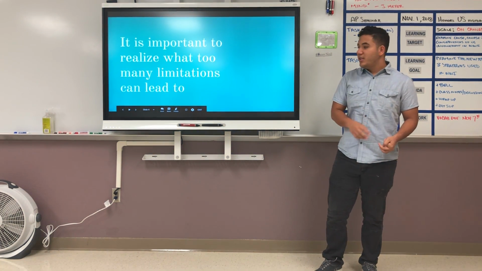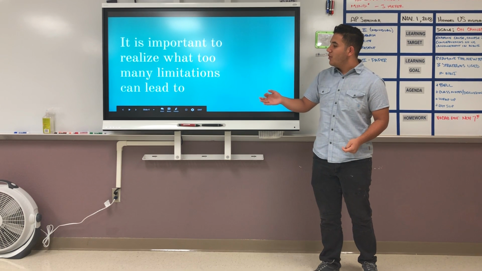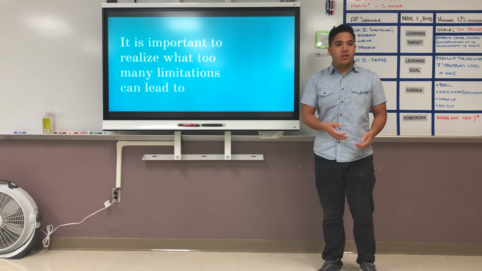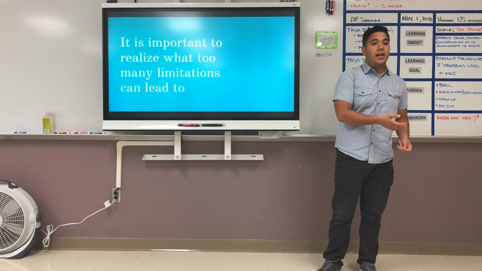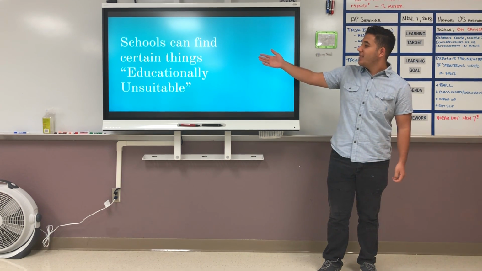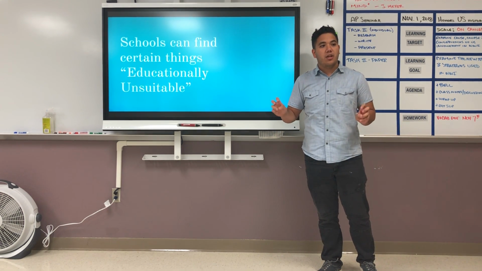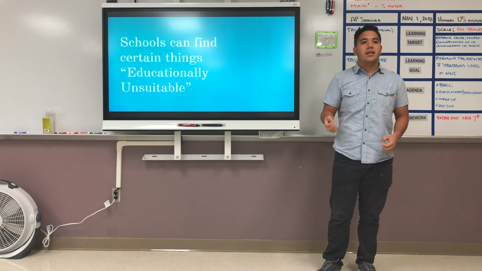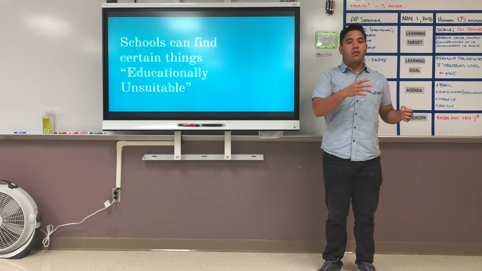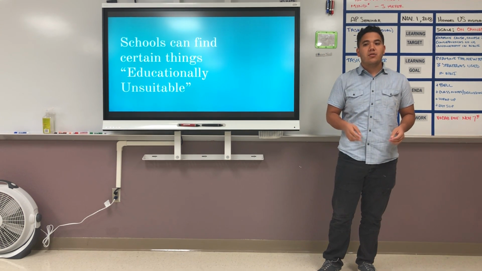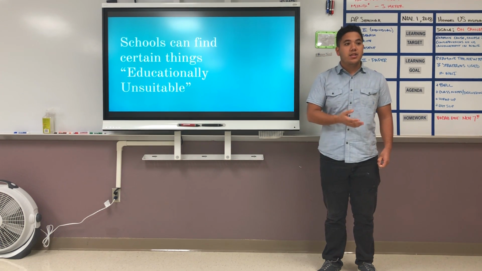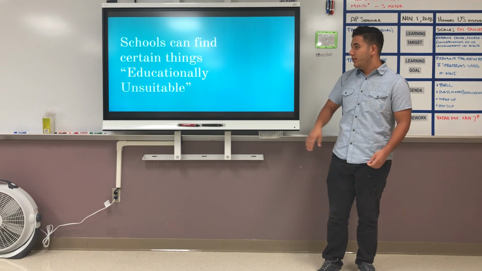So there's two important points that we have to realize. That it is important to realize what too many limitations can lead to. Already in school we have limitations such as dress code, words we can say, and the topics that we learn, which leads me to my second big point, is that schools can find certain things educationally unsuitable. So if a school finds that a certain point in history or a certain event that happened within the year is offensive to teach or talk about, they can find it educationally unsuitable and not teach it or ignore that point in said history.